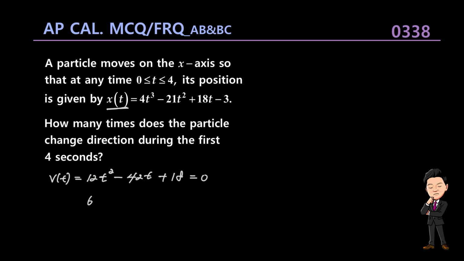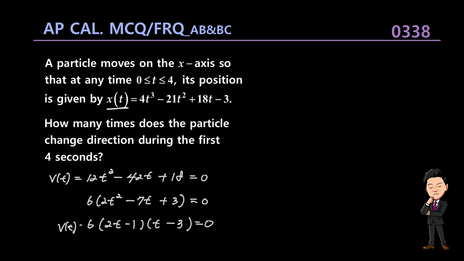We can factor 6 first: 6 times (2t squared minus 7t plus 3), right? Here, 2t, t, we must have a negative 7, so minus 3 here, minus 1 here, right? So negative 1 times t, that's negative 1t. 2t times negative 3, that's negative 6t. So the sum of those two terms is negative 7t, right? So this is equal to 0. So velocity is equal to 0 when t is equal to 1/2 or t is equal to 3, right?